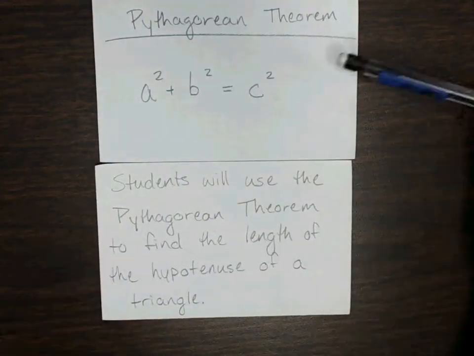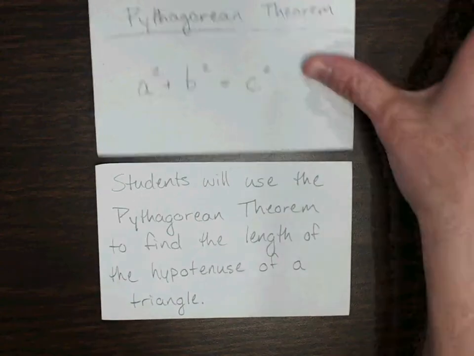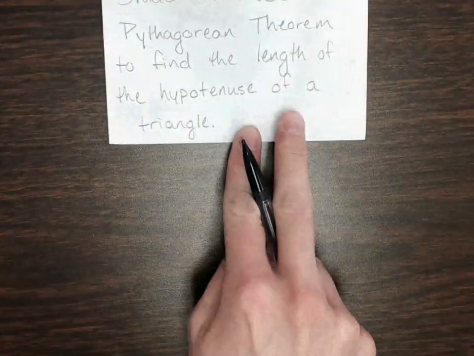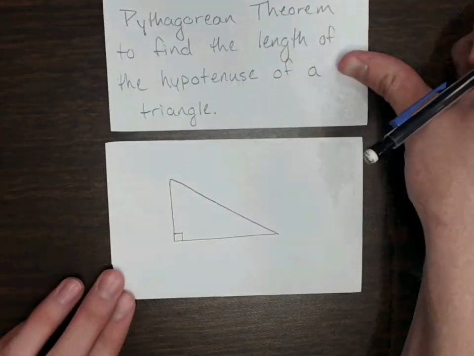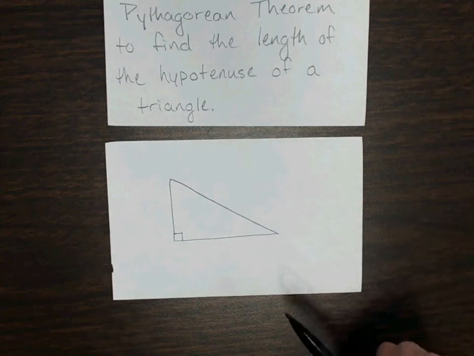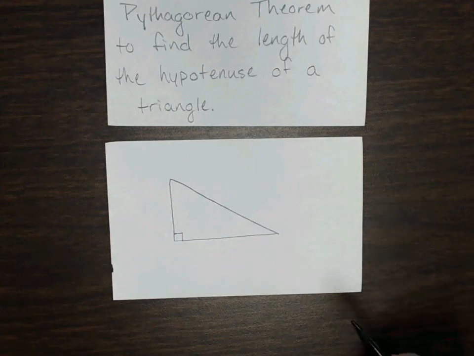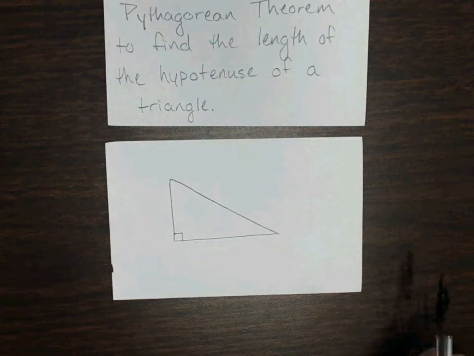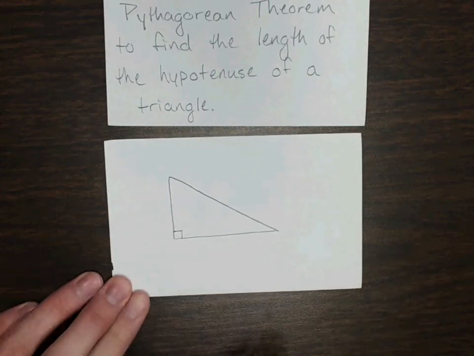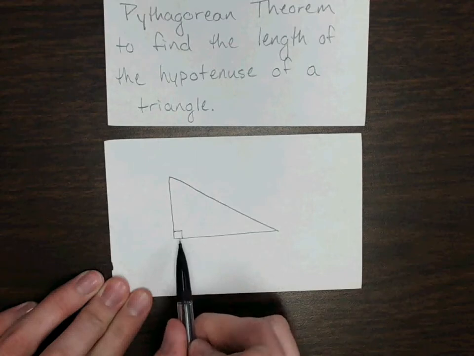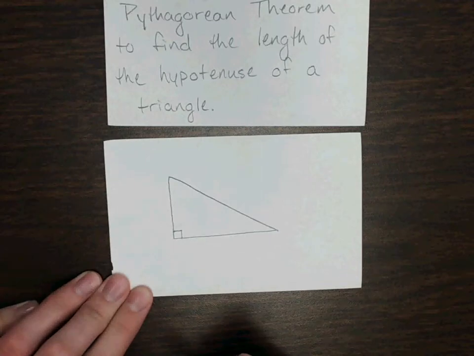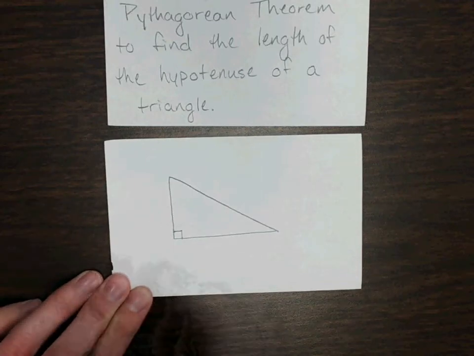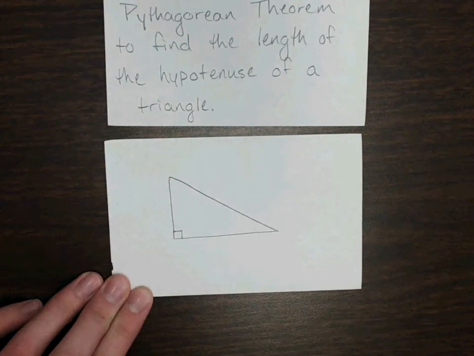Students will use the Pythagorean theorem, we know what that is now, to find the length of the hypotenuse of a triangle. So we know what triangles are. We're just figuring out what this word hypotenuse means. The Pythagorean theorem only works when we have right triangles. That means a triangle with this little box in it. That means we have a 90-degree angle in a corner here. If it doesn't have this little square, it's not a right triangle, and we cannot use the Pythagorean theorem. On this worksheet for today, all of them are right triangles.